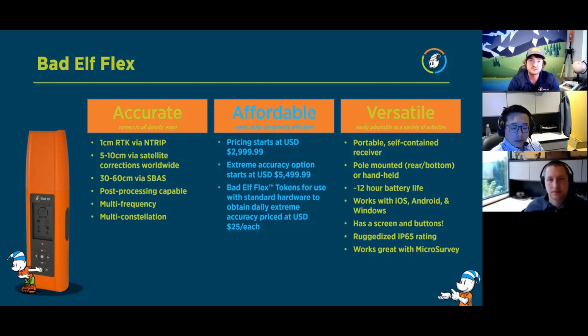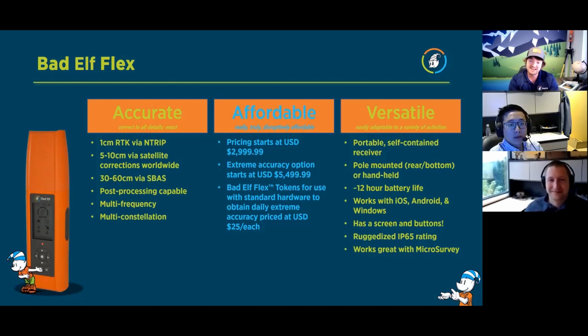Depending on what specifications you'd like for the Flex, we have a standard and an extreme version. We also have the ability to use tokens on a daily basis to upgrade a standard Flex to an extreme Flex. You may be asking what the difference is. Basically, the difference is the type of accuracy you're trying to achieve. One piece of hardware, multiple accuracies, aka flexible. Again, you can see why we named it that.